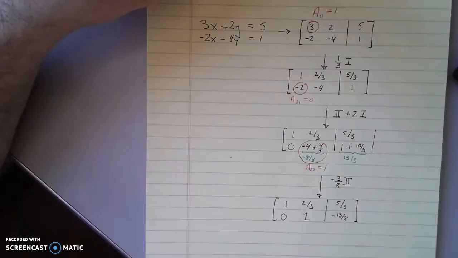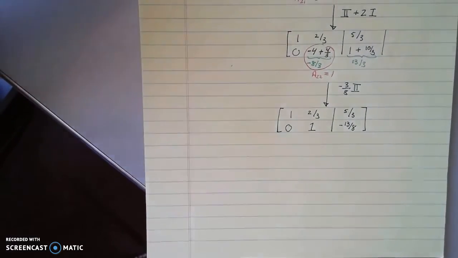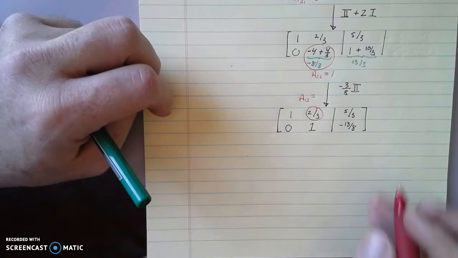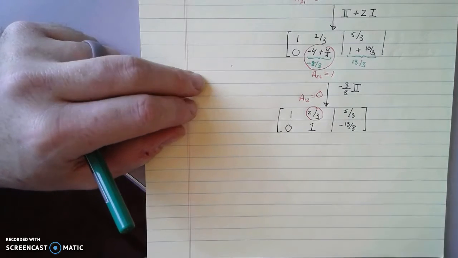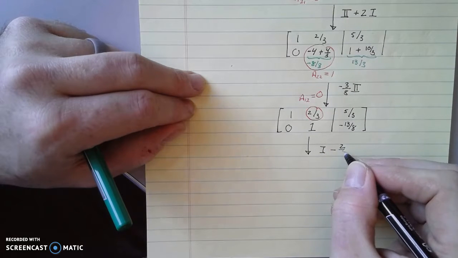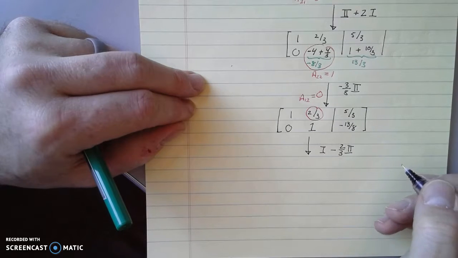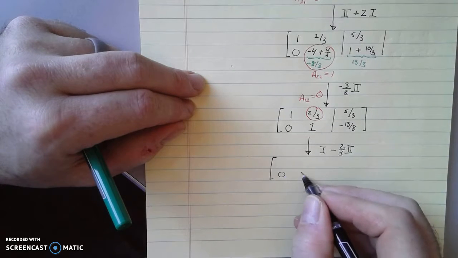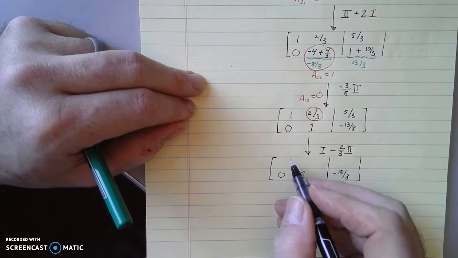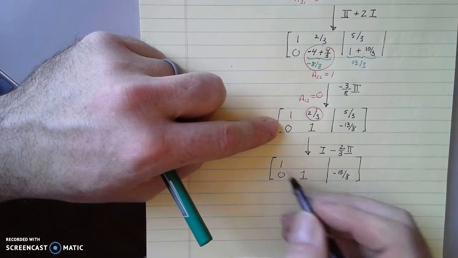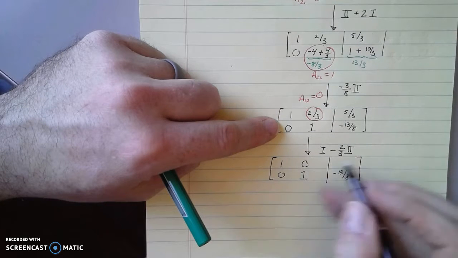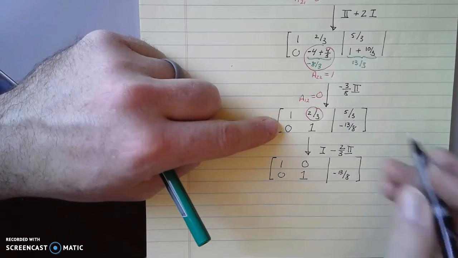Now our last step is to take this, which is A12, and make this equal to 0. So to do that, we're going to take row 1 minus 2/3 times row 2. Nothing happens to row 2. Row 2 is actually already solved. 1 minus 0, that's just 1. 2/3 minus 2/3 is 0. And then 5/3 minus, this will take a bit of work.